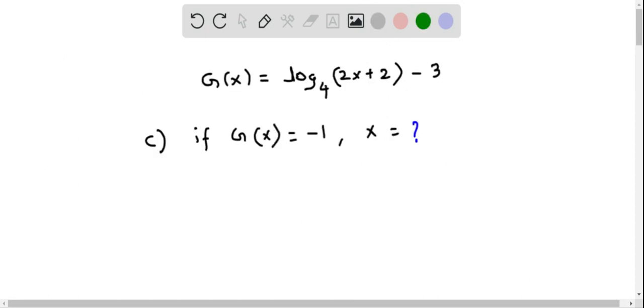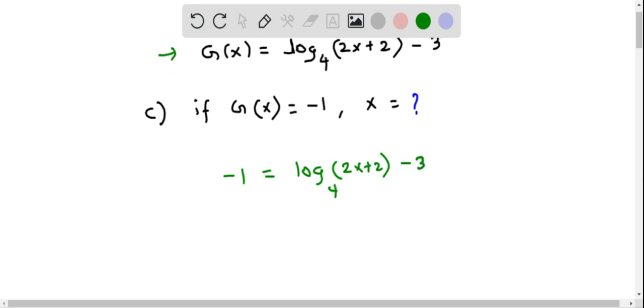Let's do part C. Here we determine x given that g of x equals negative 1. So I replace g of x by negative 1 in this function and solve for x. So therefore we get negative 1 equals log 2x plus 2 base 4 minus 3.